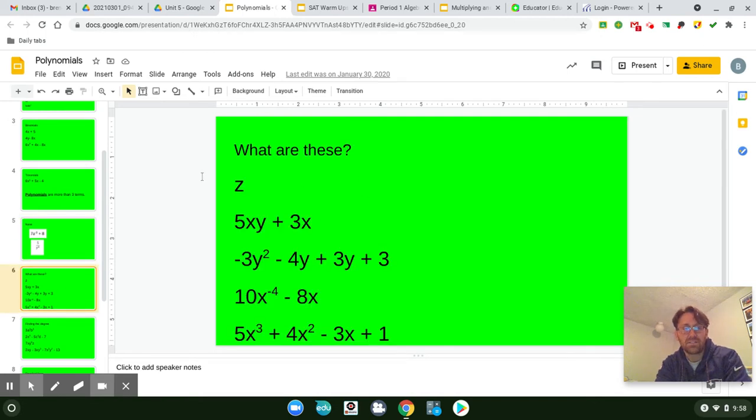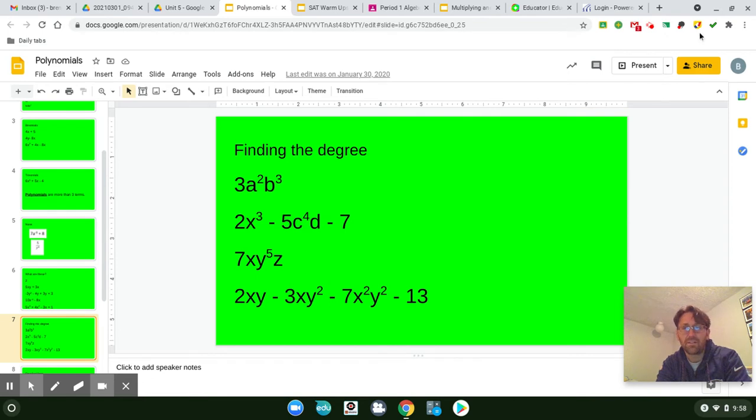All right, what are these? This is a monomial. This is a binomial. This one would be a trinomial because you can add those two together. This and this are neither because we have a negative exponent here. And this one looks like a polynomial because there's more than 3.